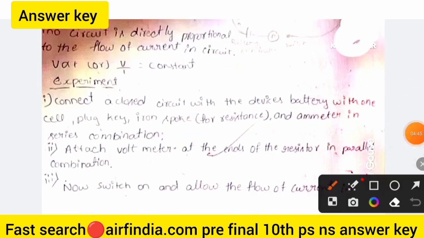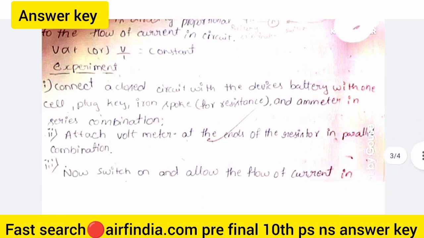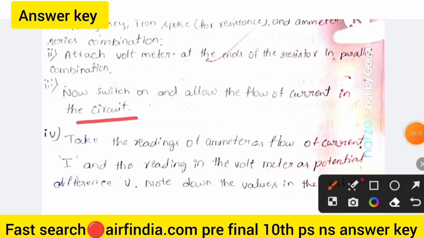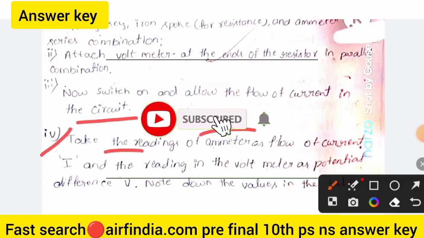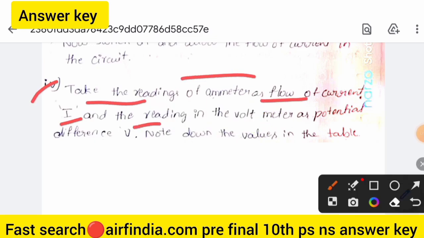So here is the experiment answer. First, connect a closed circuit with a battery with one cell, plug key, iron for resistance, and ammeter in series combination, and attach the voltmeter at the ends of the resistor in parallel combination. Third, now switch on and allow the flow of current in the circuit, and take the reading of the ammeter, flow of current I, and the reading in the voltmeter, potential difference V. Note down the values in the table.